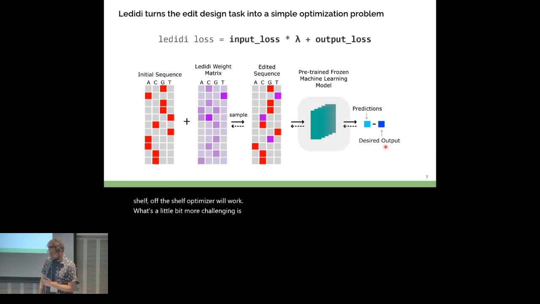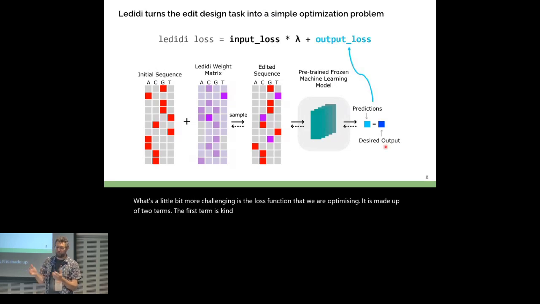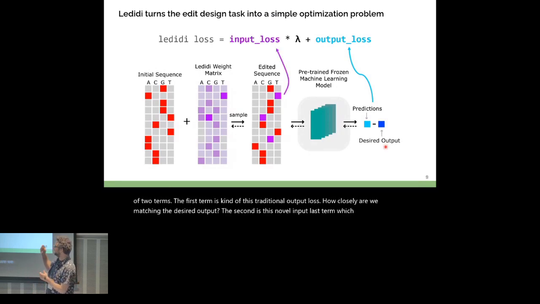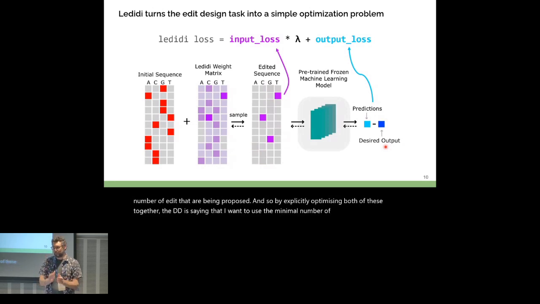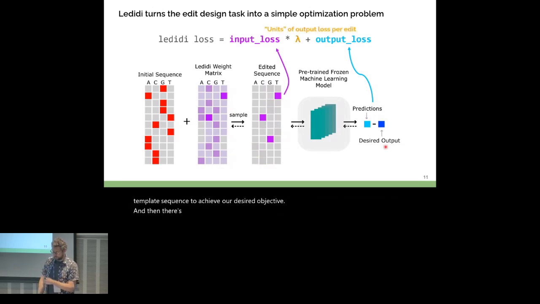It is made up of 2 terms. The first term is kind of this traditional output loss. How closely are we matching the desired output? The second is this novel input loss term, which is quite literally the number of edits that are being proposed. And so by explicitly optimizing both of these together, Ledidi is saying that I want to use the minimal number of edits to an initial template sequence to achieve our desired objective. And then there's a mixture term because there are always 2. So sometimes people confuse, when they talk about model-based design, the machine learning model that is being used with the design method.